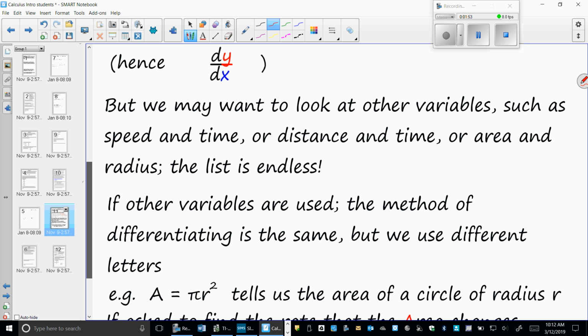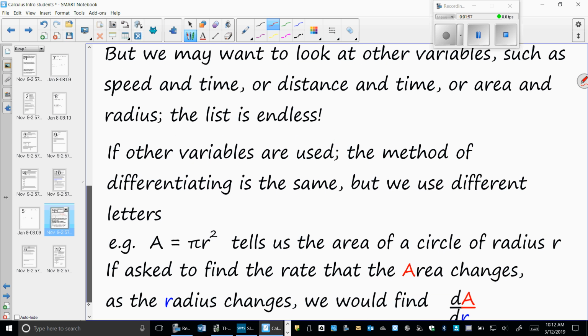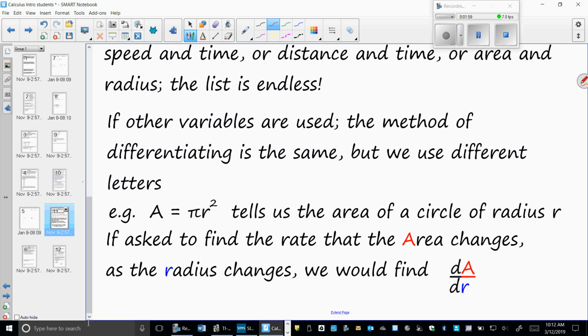If other variables are used, the method of differentiating is the same, but you're just going to use different letters. So, for example, what is A equals pi r squared? Area of a circle. Yes, so the area of a circle is obviously going to change if the radius changes. The smaller the radius, the smaller the area, the bigger the radius, the bigger the area, yes? So it tells us the area of a circle of radius r.